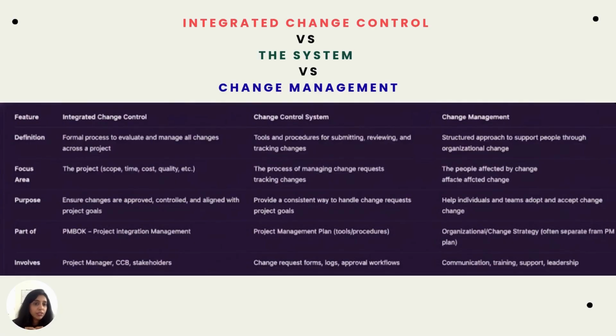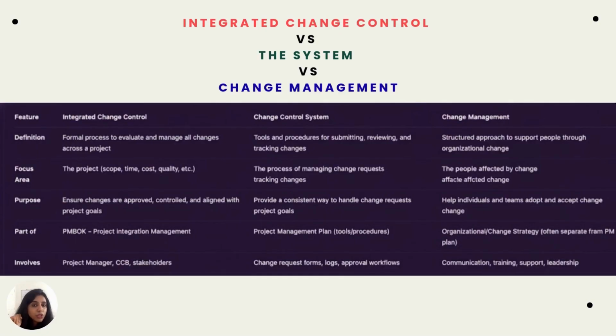So what is integrated change control? Like I just mentioned, it is a formal process to evaluate and manage all the changes across the project, and not just focused on any particular domain. For example, if you have a change in the scope, you don't just focus on the scope, you evaluate the whole project and manage the changes across it, like how it will affect the schedule, the other baselines, the quality, risk, and other domains as well. So it looks at the project holistically and not only that particular domain like the scope. I hope this is very clear to you.